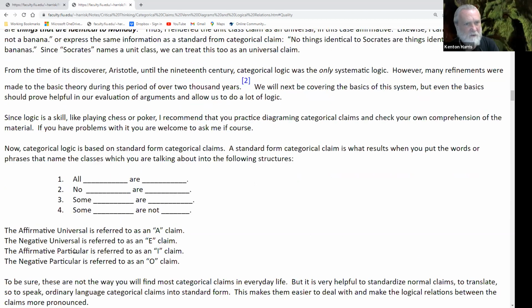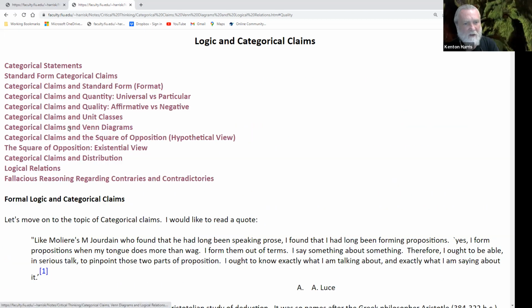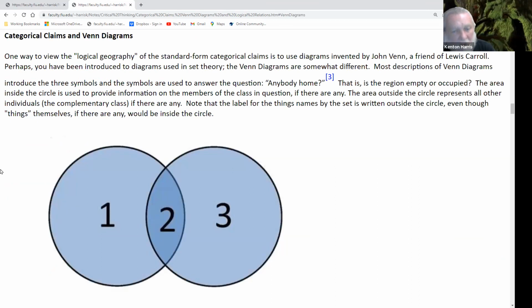Yeah, we did all of that already. So let me see, where are we? Yes, unit classes. Venn diagrams. Because each categorical claim involves two categories, we need two circles in order to indicate the two categories, right? So we have this one on the left-hand side, and we have this one on the right-hand side, and they overlap. Now, assuming that this is S and that this is P, in other words, that the left-hand circle is the S circle, subject class, and the right-hand circle is the predicate class, right?